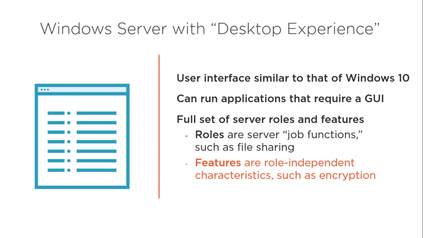Basically, in a server we have roles and features. What are the roles? Roles are the server's job functions, such as file sharing. Roles are those things which a server performs. For example, a server can perform website hosting, file server hosting, name resolution, automatic assigning of IP addresses, and Active Directory. These are called roles.